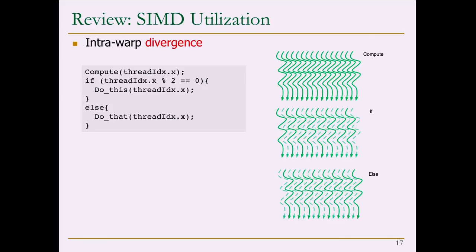threads execute this code. For example, in this case, we have that even threads go through the if, odd threads go through the else. So within each warp we are going to have divergence because some part of the threads, half of the threads go through the if, half of the threads go through the else.